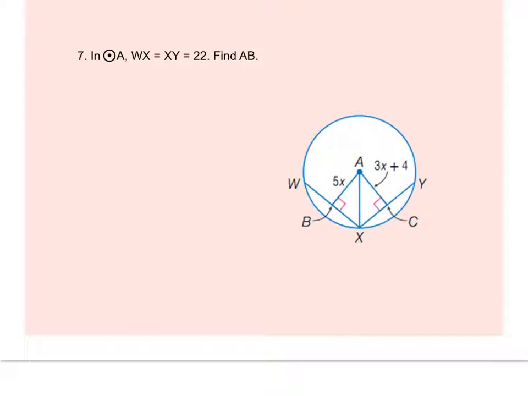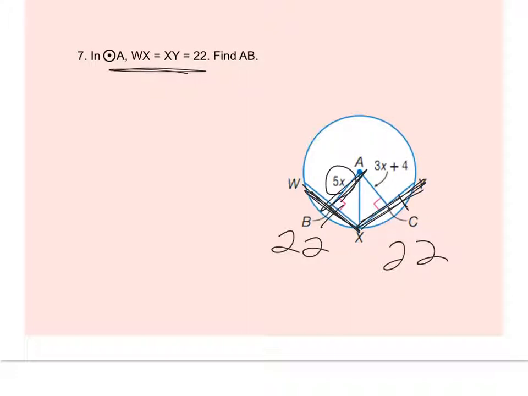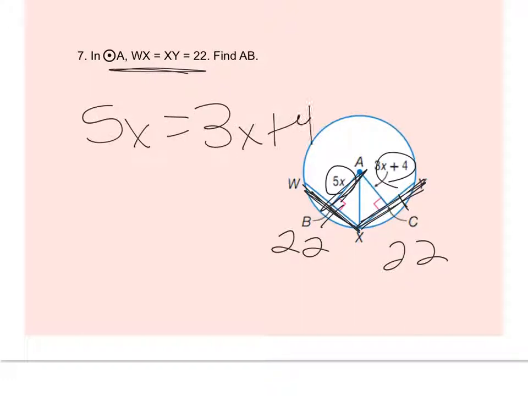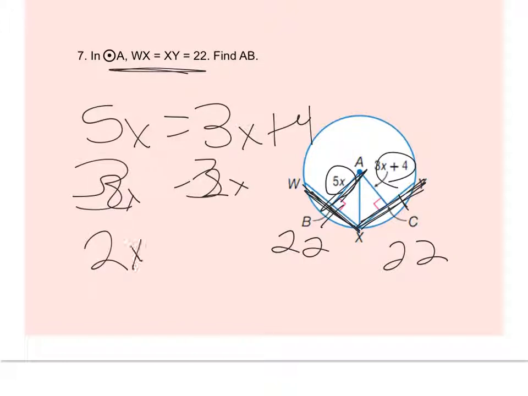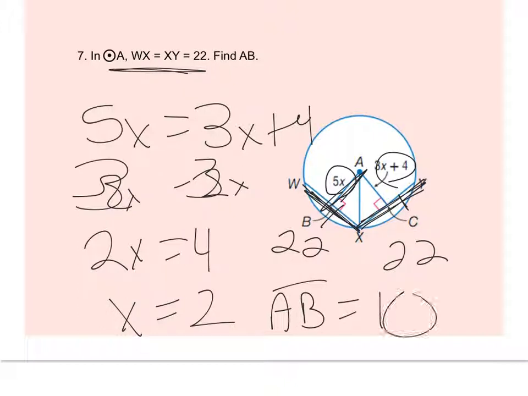So look, WX is congruent to XY. They're both 22. Figure out how big AB is. Okay, so these two chords are congruent. That means they are equidistant from the center. So that means 5x equals 3x plus 4. So subtract 3x from both sides, you'll get 2x as an answer. So x equals 2. So how big is AB? Well, that's going to be 10.